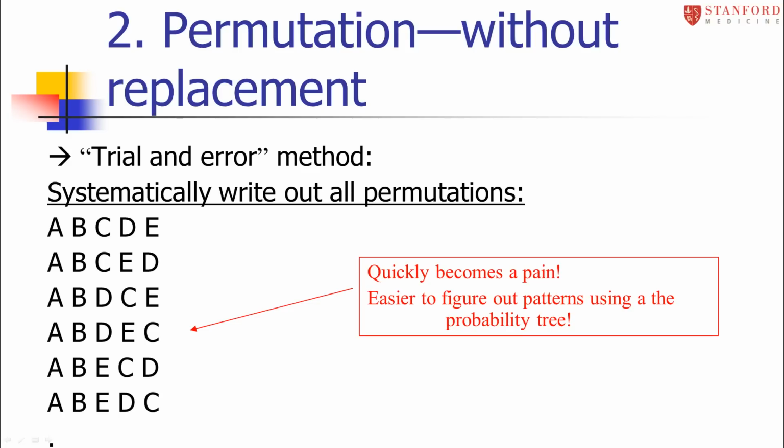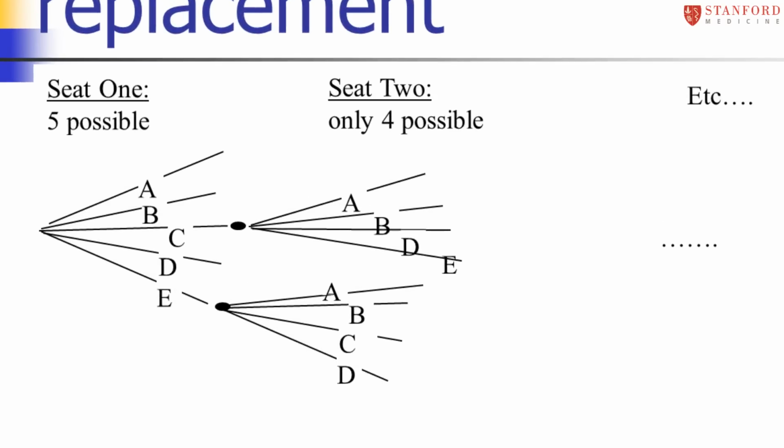So easier than systematically writing out every permutation is just to figure out the pattern by using a probability tree. So again, I really like these trees. I think they're very useful for understanding permutations and combinations. So think about each branch of the tree, each node here, represents a different seat. When you've got the first seat, you can sit anybody in the first seat. There's 5 possible candidates, A through E, and you can sit any one of them in the first seat, right?